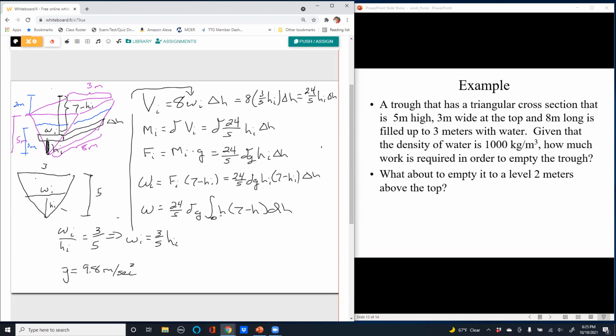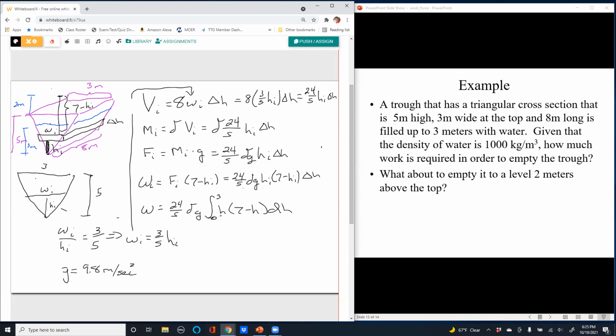Now we're integrating over the water. So H is only going to go up to here, right? We don't want to go to the top of the tank because the tank's not full. And the water's only 3 meters deep, so H is going to go from 0 to 3. There is the definite integral that will give us the work done in emptying this tank to 2 meters above the height.